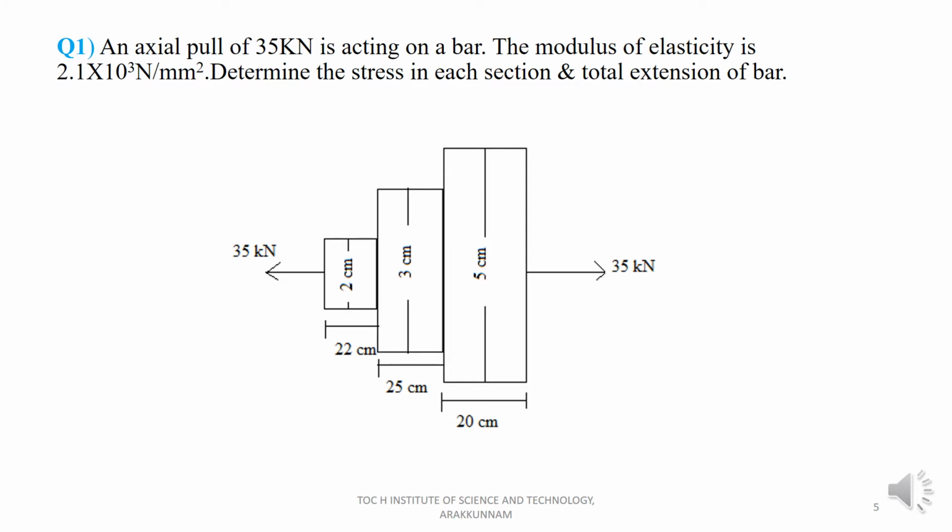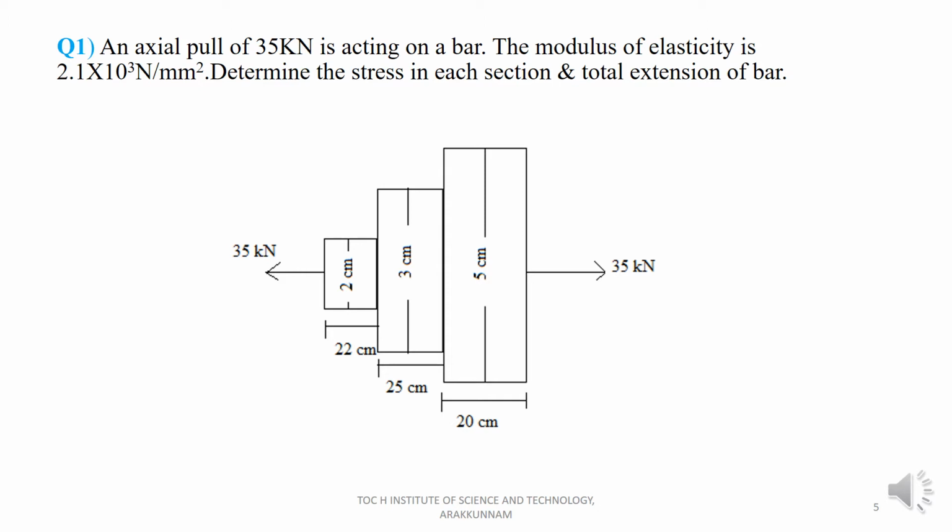Question number 1. An axial pull of 35 kilonewton is acting on a bar. The modulus of elasticity is 2.1 into 10 raised to 3 Newton per mm square. Determine the stress in each section and the total extension of the bar. So in this question we have to find the values of sigma 1, sigma 2, sigma 3, and also the total deformation delta L for the entire bar.